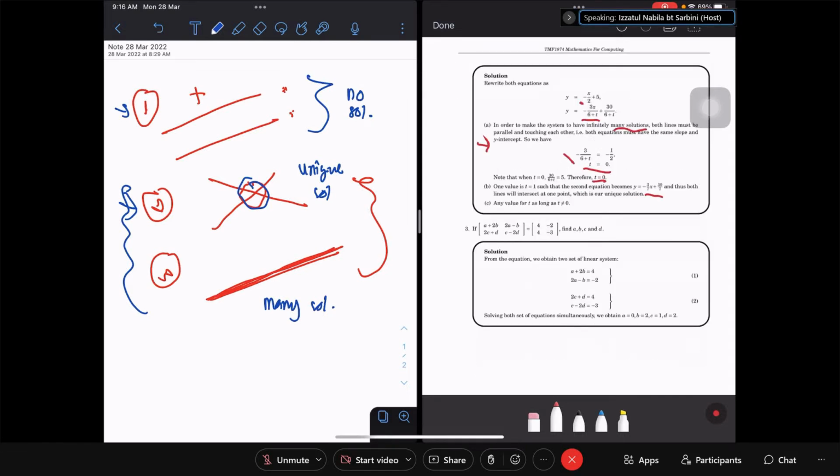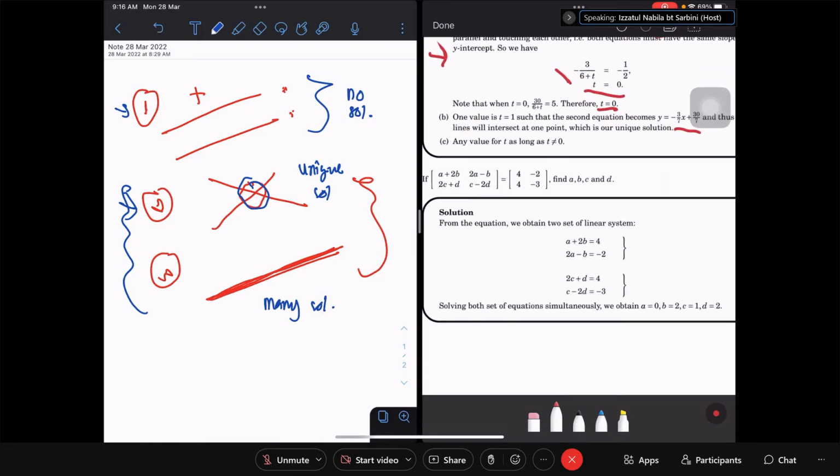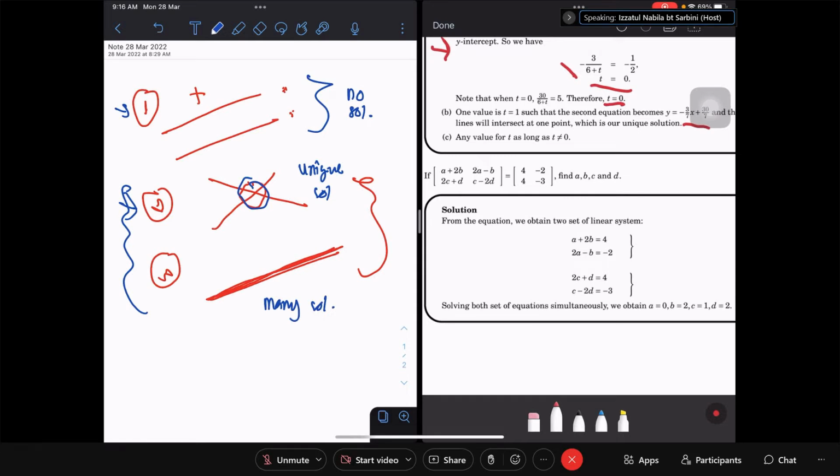So number 3, I don't think I need to discuss it. I think you guys are okay, right? Number 3 is very straightforward. It's just an operation. If you want to solve it, it is like simultaneous equations. A plus 2B is equal to 4. 2A minus B is equal to negative 2. 2C plus D equals 4. C minus 2D is equal to negative 3. So you have 4 equations, and you just solve them simultaneously.